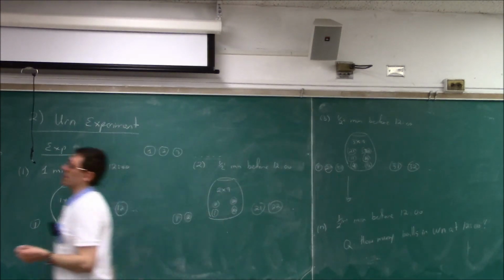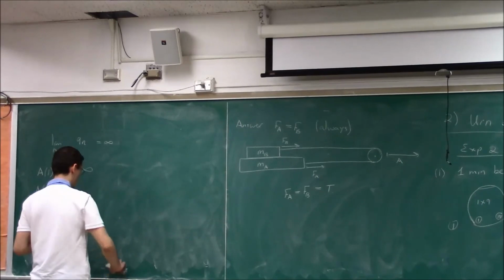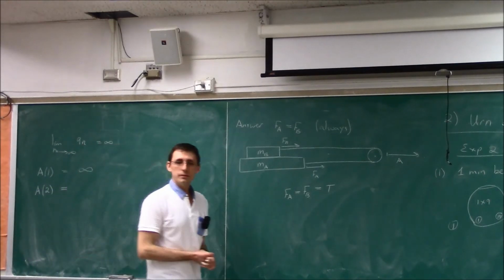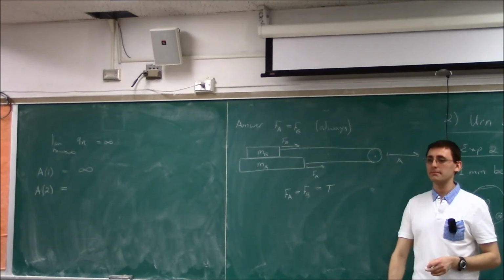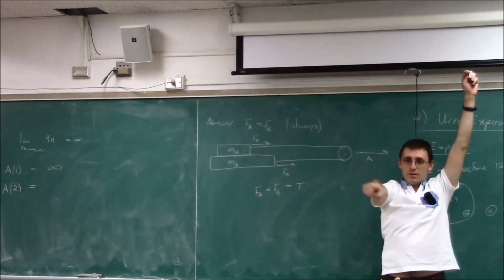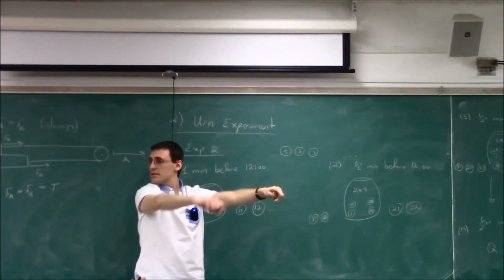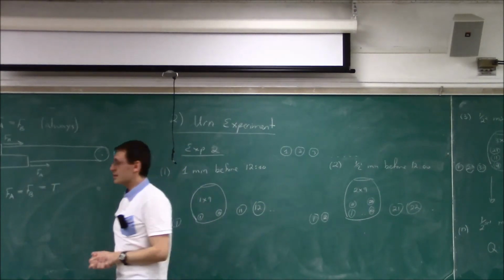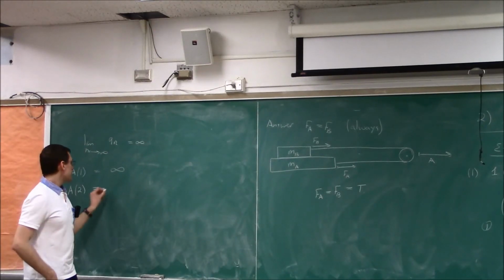And what happens now in experiment number 2? How many balls in the urn in experiment number 2? How many balls at 12? How many of you say infinity? Raise your hand. Nine people. The rest, I guess, they just want to go home. The answer is 0.